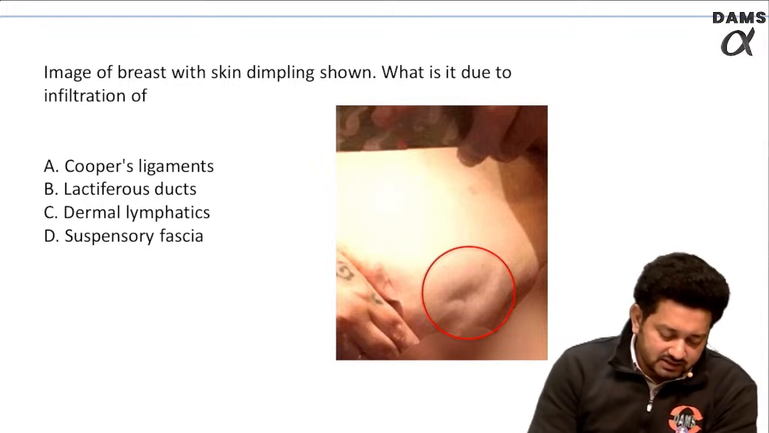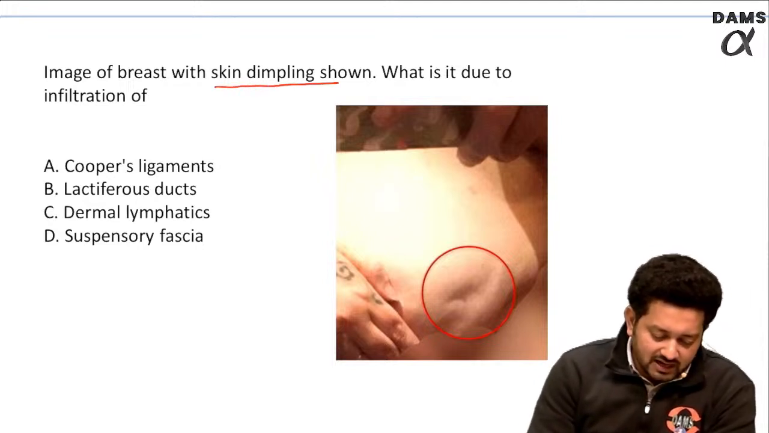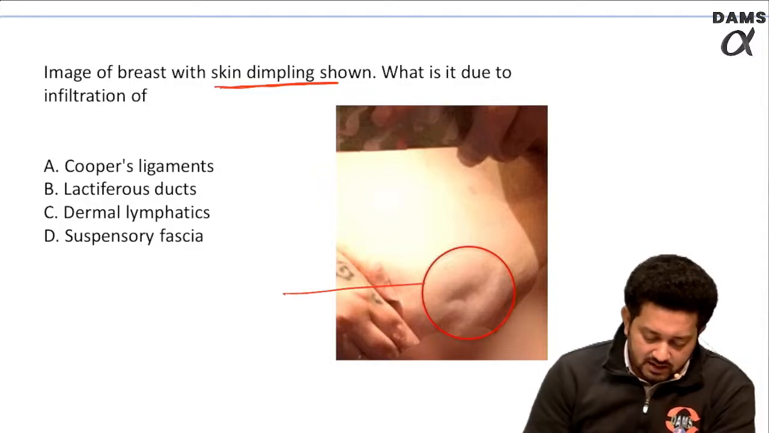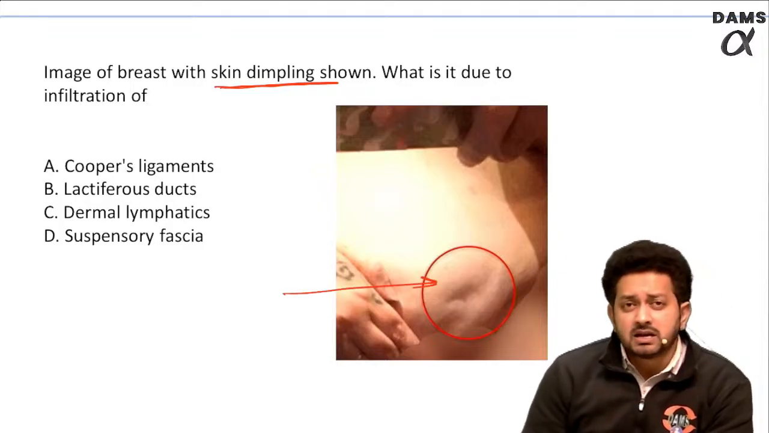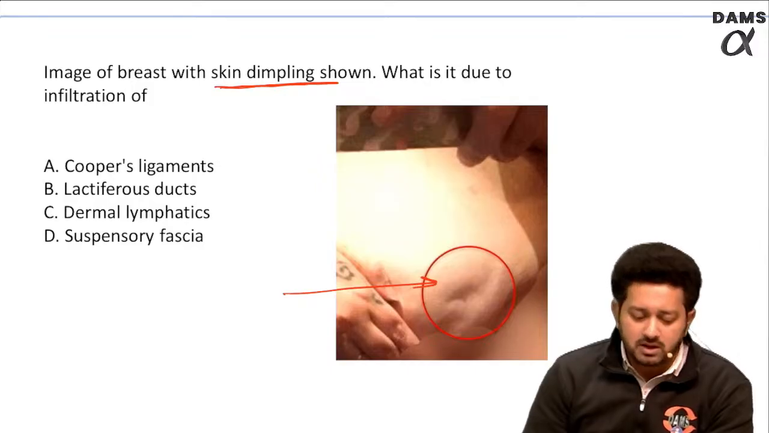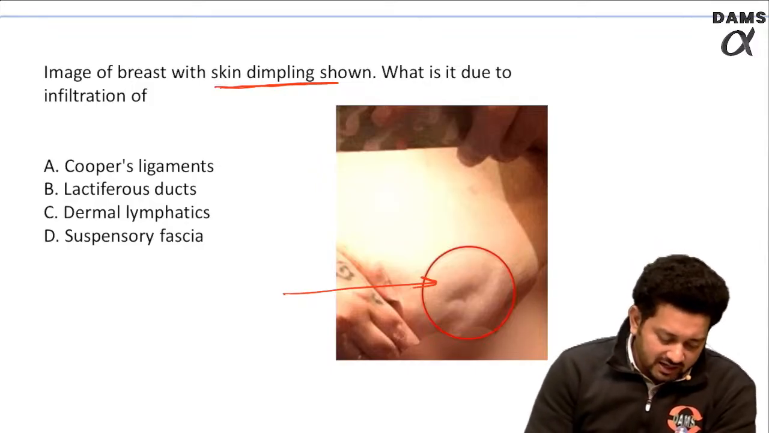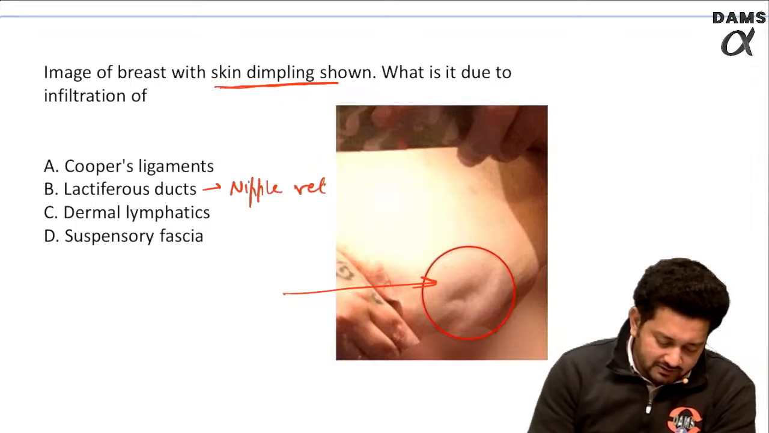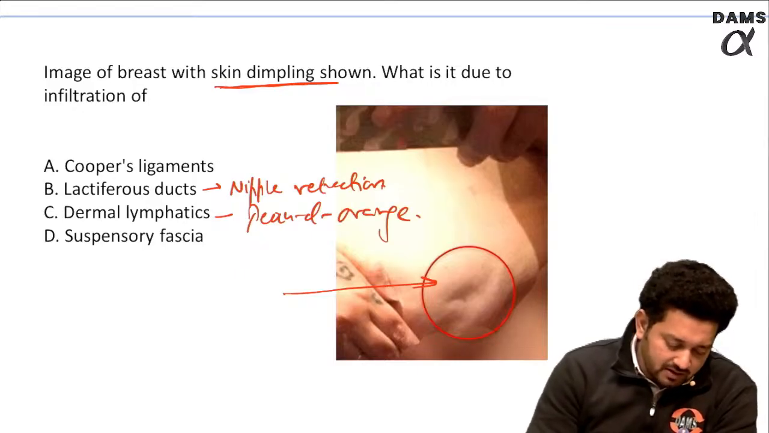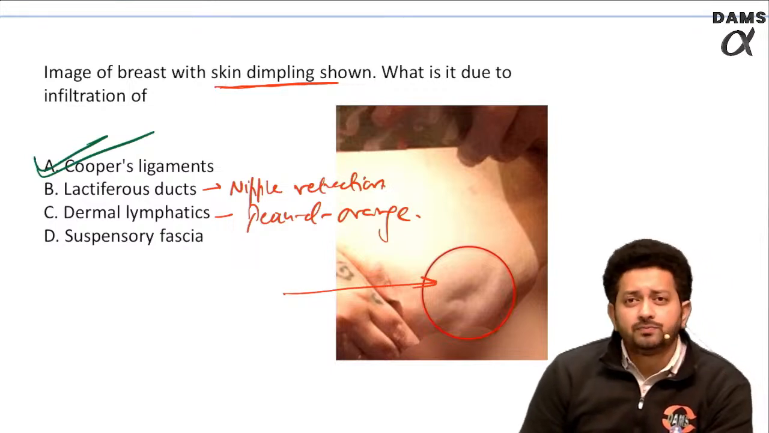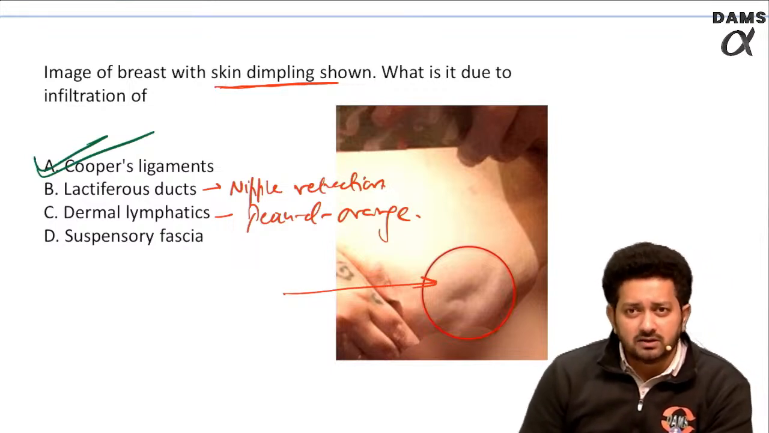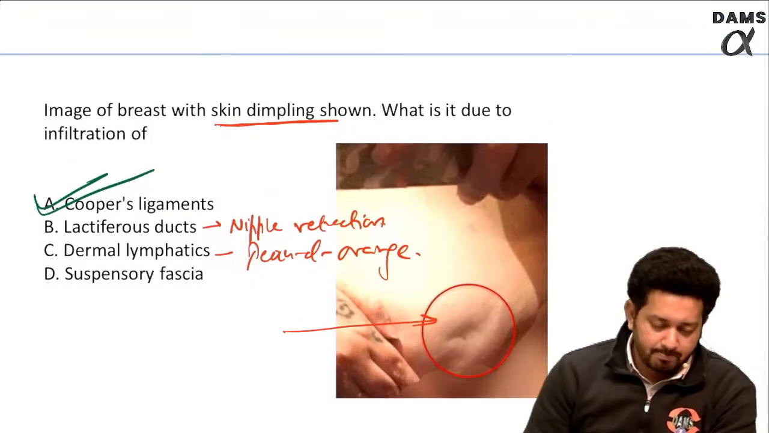Now there was an image of a breast given where there was skin dimpling. What is the reason for skin dimpling in carcinoma breast? Lactiferous duct involvement will lead to nipple retraction. Dermal lymphatics involvement will lead to the orange peel appearance. It is the involvement of Cooper's ligament that leads to dimpling of the skin. Yes, Cooper's ligament.